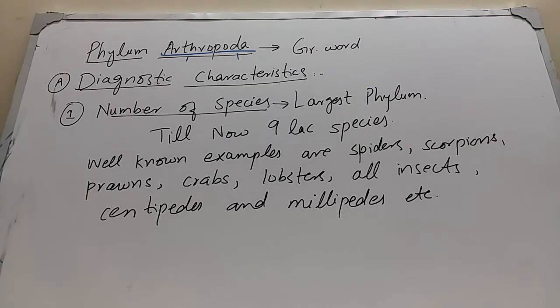First of all, I will explain the diagnostic characteristics of phylum Arthropoda and then its complete classification. So, the number of species. Phylum Arthropoda is the largest phylum of the animal kingdom, comprising about 80 to 85% of the total animals in the world. Till now, about 9 lakh species of arthropods have been discovered, and the well-known examples of arthropods include spiders, scorpions, prawns, crabs, lobsters, and all the insects found on the earth.